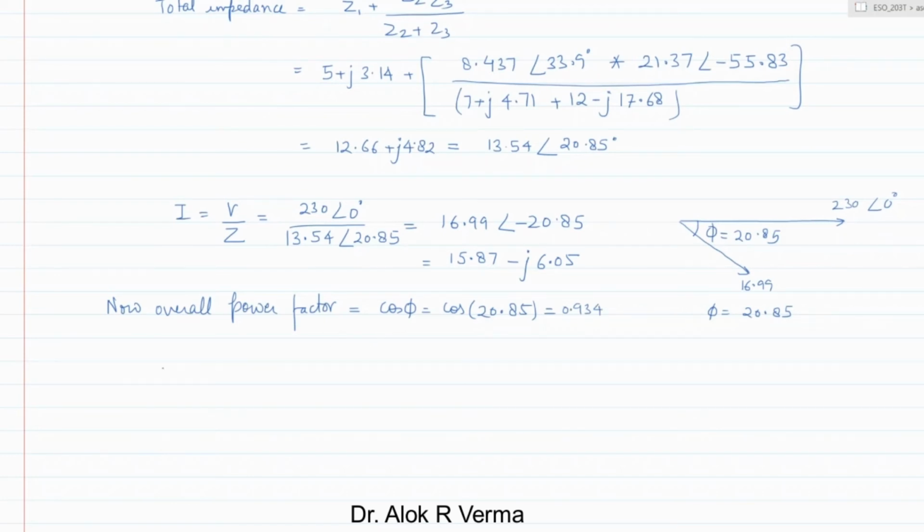Now the total volt ampere is nothing but V into I. So V is nothing but 230 volt, and I is nothing but 16.9. So this totals 3907.7 volt ampere. So this is basically the S. Now what is the active power?